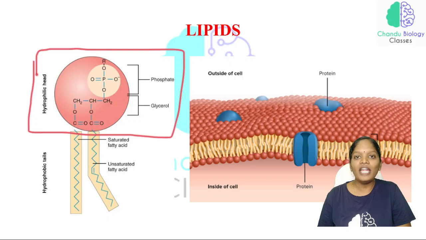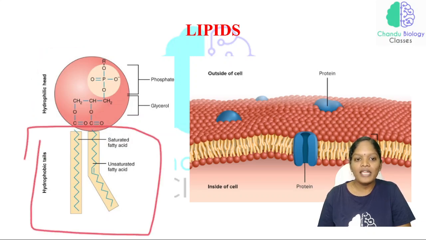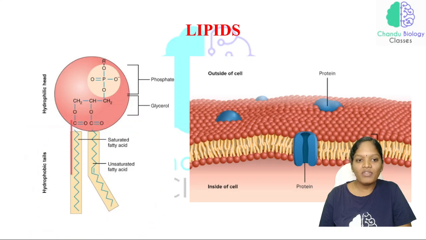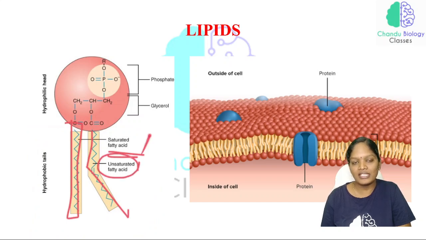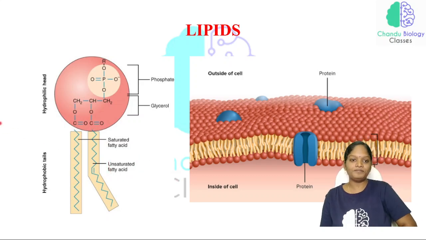So this is the hydrophilic head, and these are the hydrophobic tails. In the hydrophobic tails, one tail region is the saturated fatty acid and this structure is the unsaturated fatty acid. In the unsaturated one, this kink-like, bend-like structure of the chain is because of the double bond which is present in the unsaturated fatty acids.